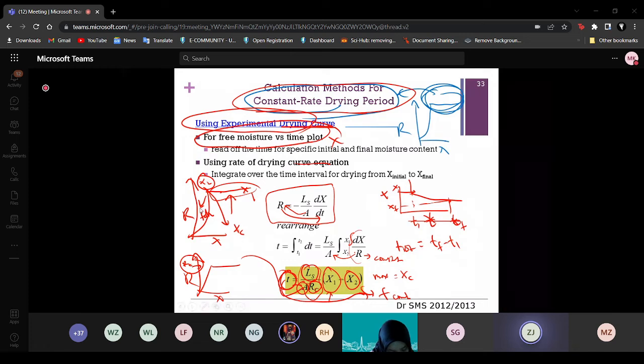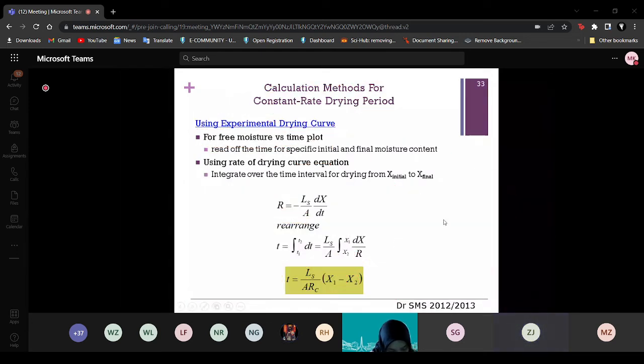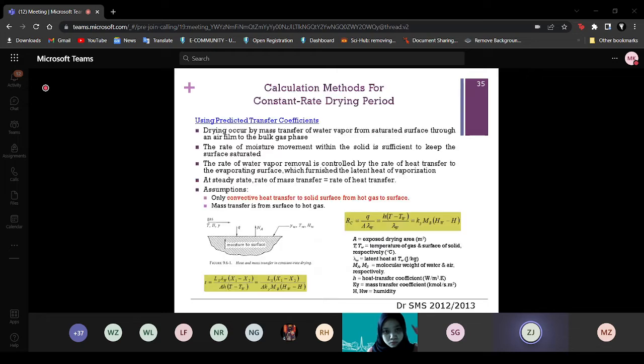So this is simple. And there's a case that you don't have any experimental data. Okay, you tak ada experimental data pun. There's a case. Now, sometimes, okay, you do not even run an experiment, but they are asking you, can you predict what is the time for drying or rate of drying? Then you can use what we call here the method using predicted transfer coefficient. This one we take account of mass transfer, mass and heat transfer.